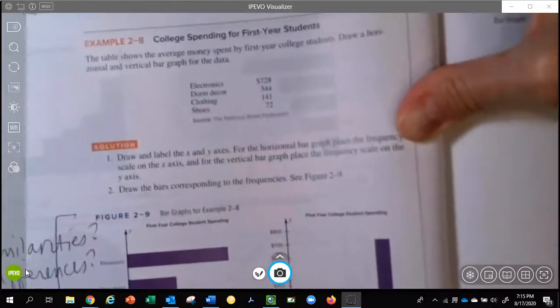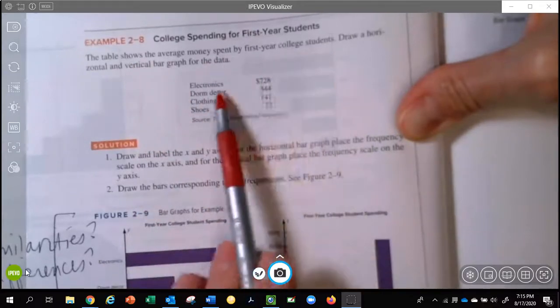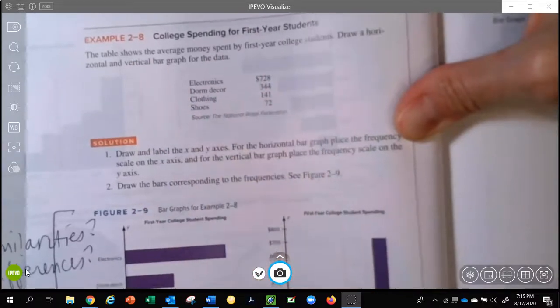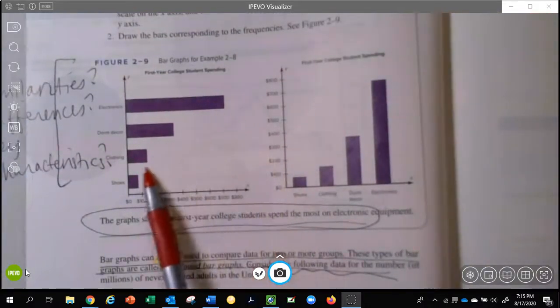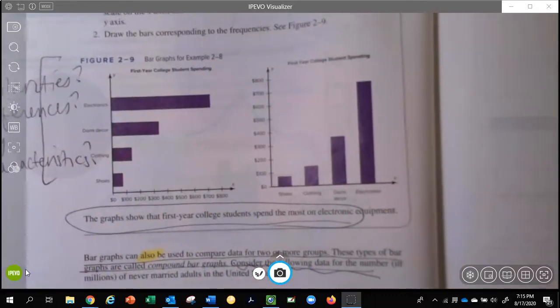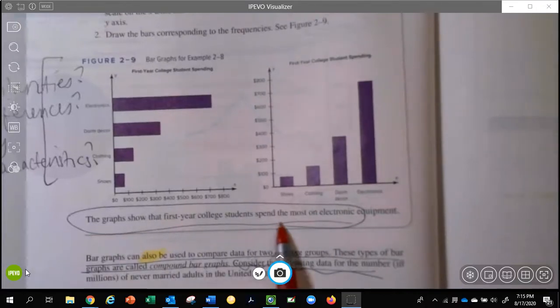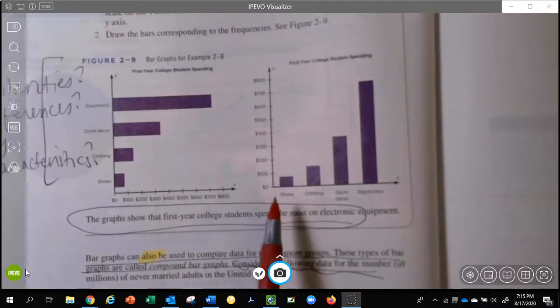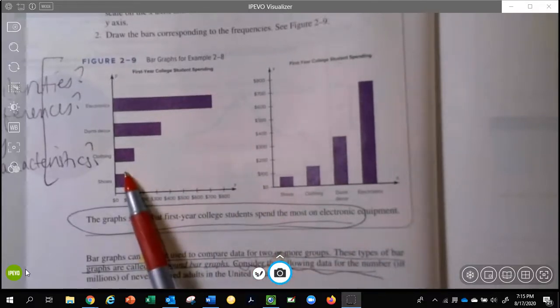But this specific example started out by saying average money spent by first-year college students, and it lists some items. These don't have to be in order. You can put them however you want to. They just happen to be going from greatest down to least. But that does not matter, and that's going to be really important when you start talking about a Pareto chart. It says these graphs show what first-year college students spend on electronic equipment. The most expensive is what they spend on electronic equipment, and it's something where you can see it very quickly.